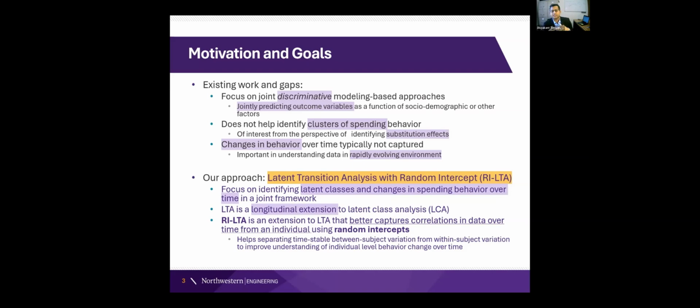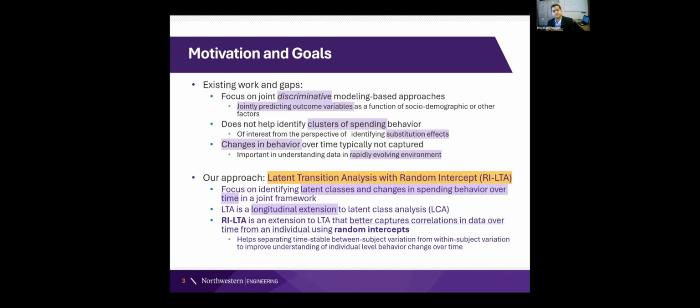Historically, the idea of analyzing multiple choices has been to use a model to predict these choices jointly. But our idea was slightly different: we didn't want to really predict them, but to split the data into classes or clusters and understand those clusters in a better way. And the idea was not just to have those clusters, but also to understand how those clusters are changing over time and how people are moving across clusters.